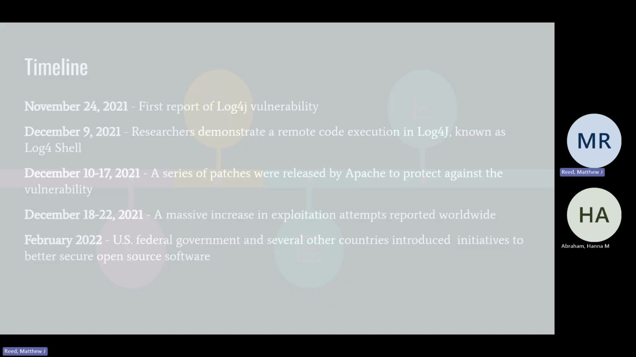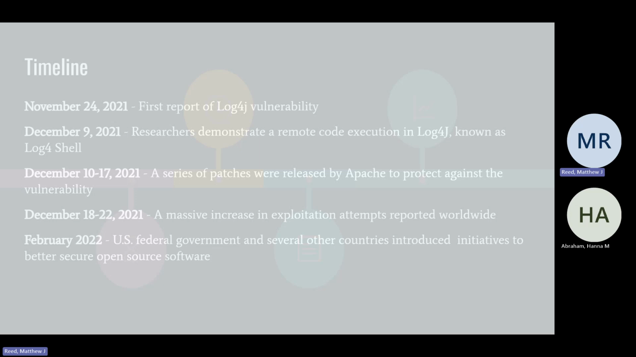So for a timeline of the vulnerability, first on November 24th, 2021, a security researcher from Alibaba's cloud security team first reports this vulnerability to the Apache Software Foundation. Then on December 9th, the vulnerability goes public with a group of researchers demonstrating the exploit through a proof of concept. Due to the severity of this exploit, the vulnerability rapidly attracts attention.